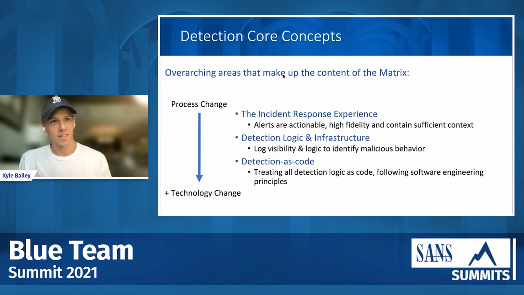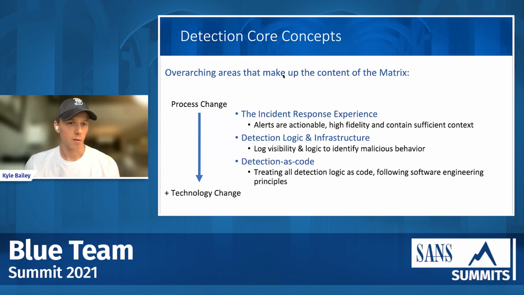Alrighty, so jumping right into the core concepts. These are, like I said, overarching areas that make up the content of the maturity matrix itself. These were 3 major areas that, in my time at Box and building the detection engineering team, we found that focusing on each of these areas, every quarter or whatever your planning cycle was, really helped us move our team in the right direction. So I'll dive into a little bit of each of these here, and then we'll do deep dives on all three of them.